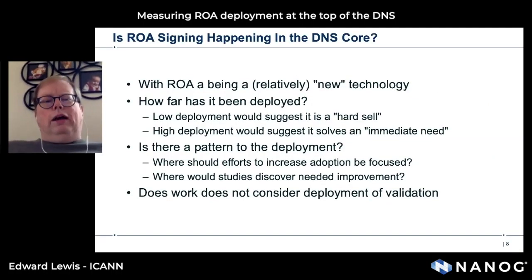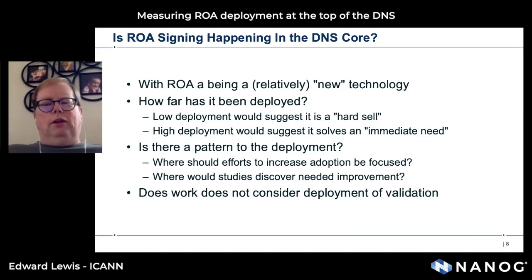So the question, let's go back. The question is, what is ROA signing happening in the DNS core? How much of it is out there? That's a relatively new technology. How far have we gone along? If it's low deployment, it's been a hard sell. If it's high, it's probably solving an immediate need.